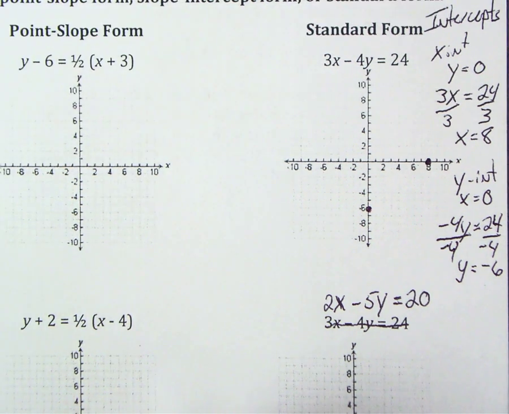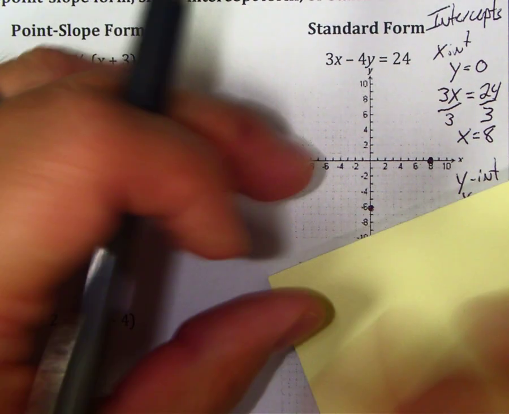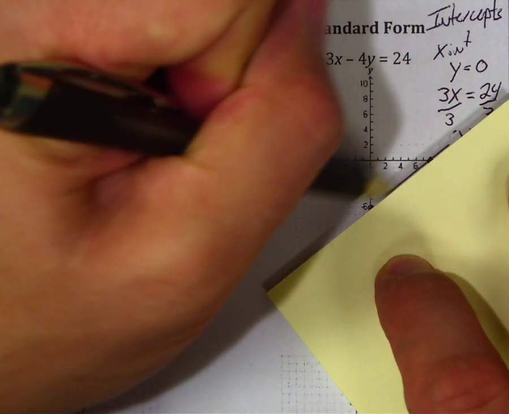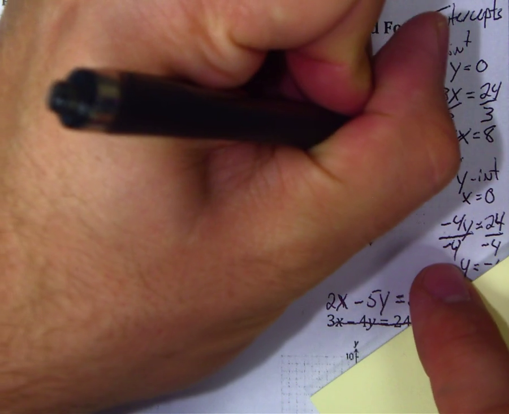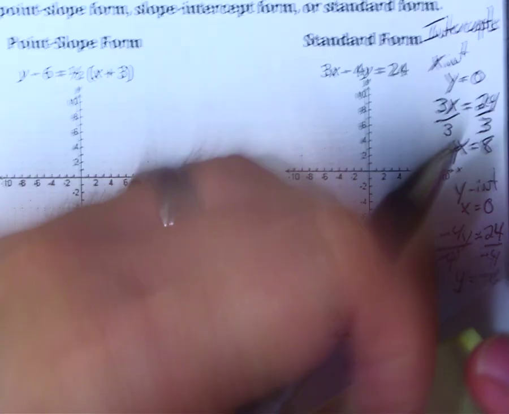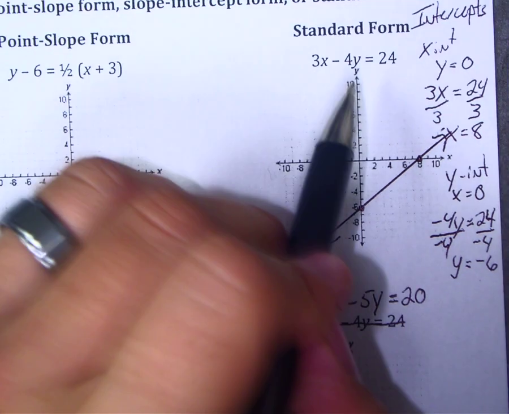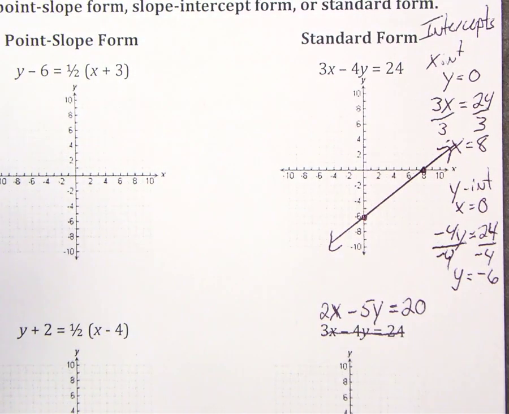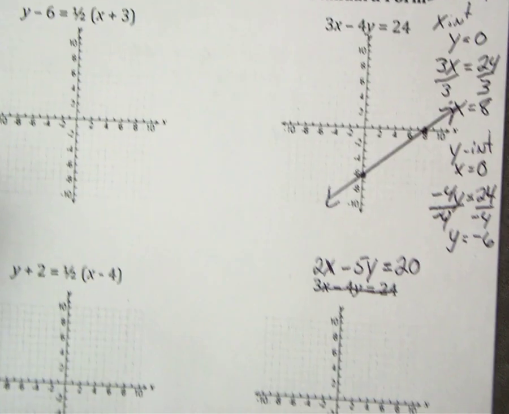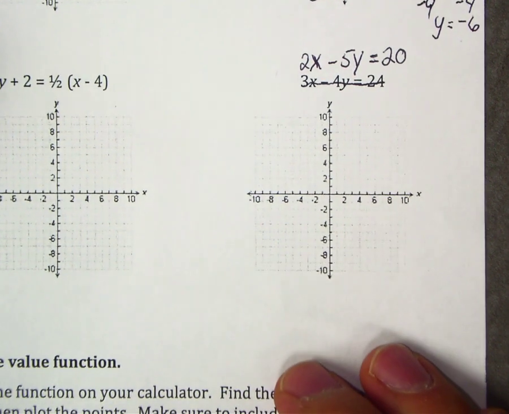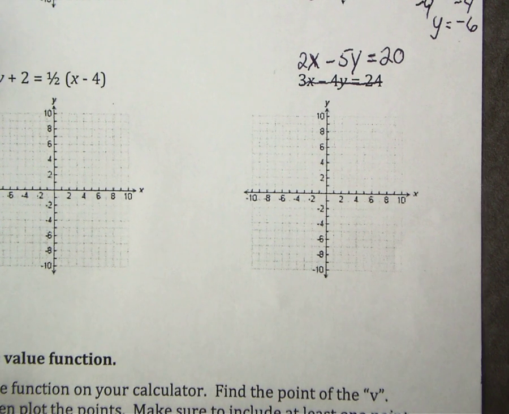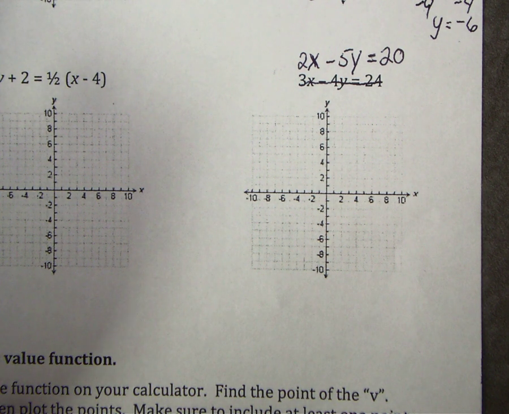And once we have those, then we can take a straight edge and we can connect them. And now we have graphed the equation in standard form, 3x minus 4y equals 24. What I'd like you to do right now is find the intercepts for the second one, the 2x minus 5y equals 20. Go ahead and find the intercepts and put your answers on here.